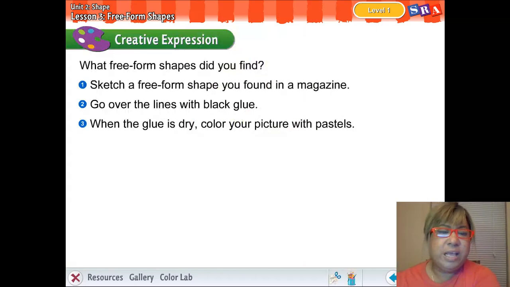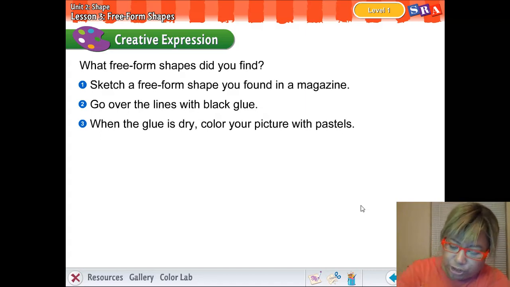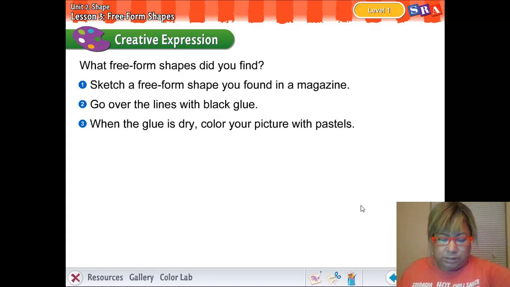So, if you wanted to, what freeform shapes did you find? If you were looking in a magazine or in a book, let's say if you could ask your mom and you could go through an old magazine, and if you could find a freeform shape in an old magazine, maybe you could take a glue bottle and go around the edges, and when the glue is dry, you could color it with pastels, or you can get a blank sheet of computer paper or construction paper, and you can make a shape like this.